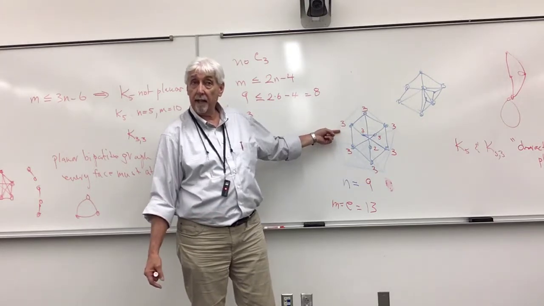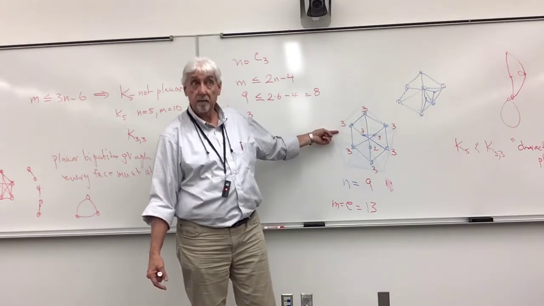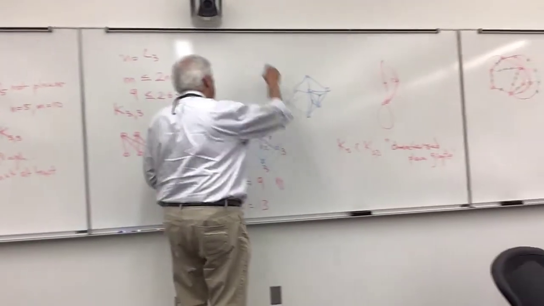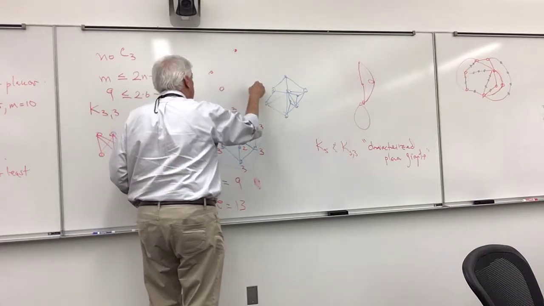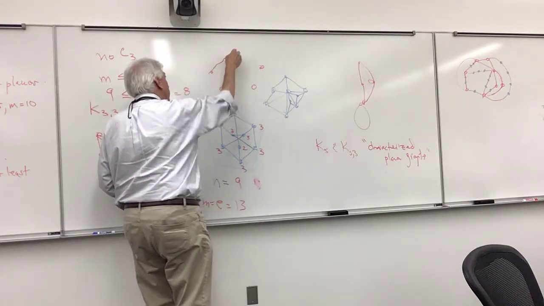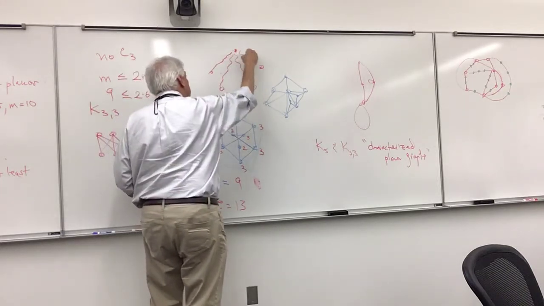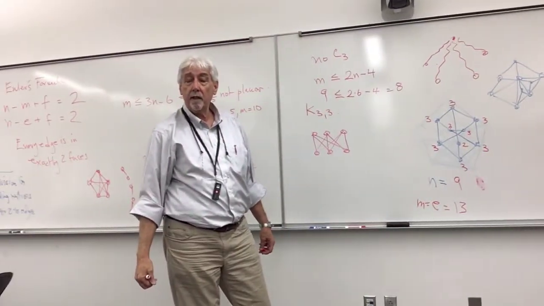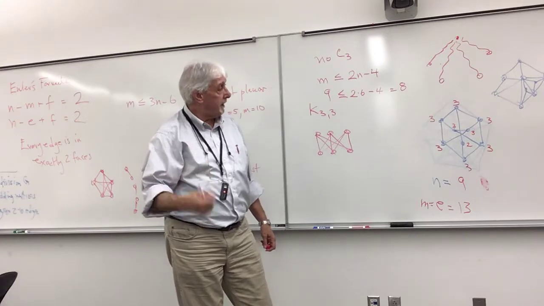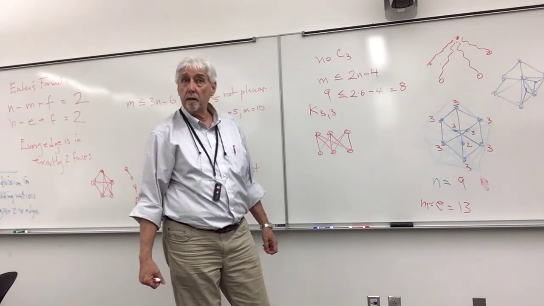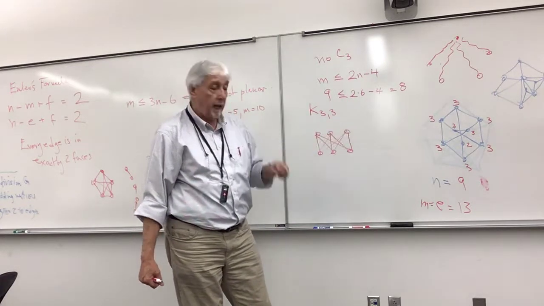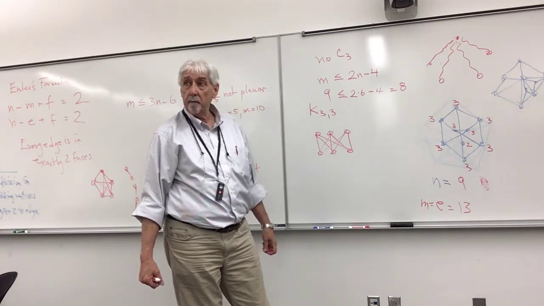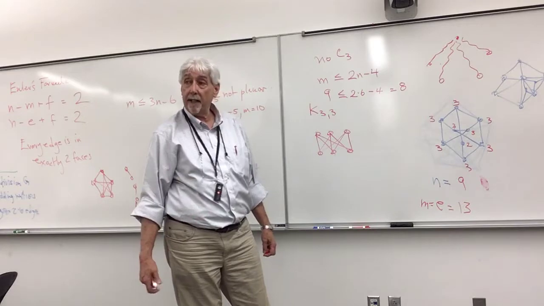There's no subdivided K5. Because if I had a subdivided K5, there would have to be disjoint paths from every vertex to the other 4 vertices. Disjoint would mean that the min degree would have to be at least 4. So there's no subdivided K5 there. Okay, so the only thing that's left is a subdivided K33.